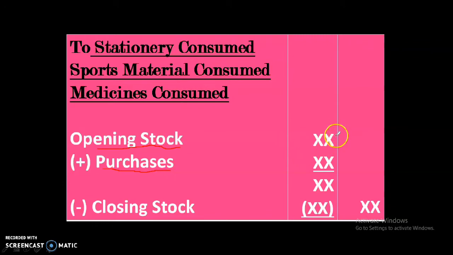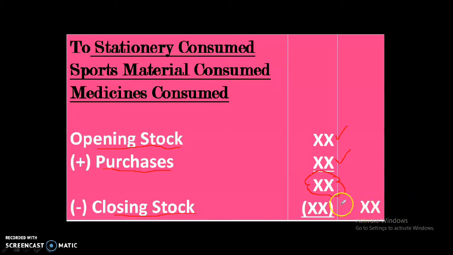So, the opening stock of stationery plus some additional stationery which was purchased during the year. Then I get the total amount of stationery which I had during the year. Now out of this, there is some balanced stationery. At the end of the year, there is some stationery which is balanced. That is the closing stock of stationery.